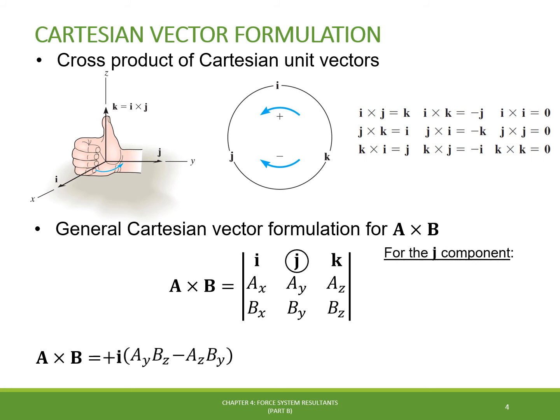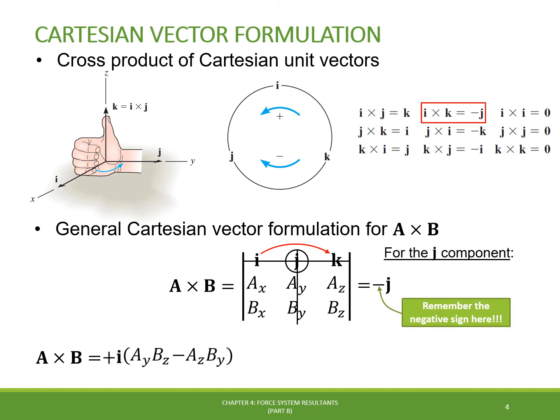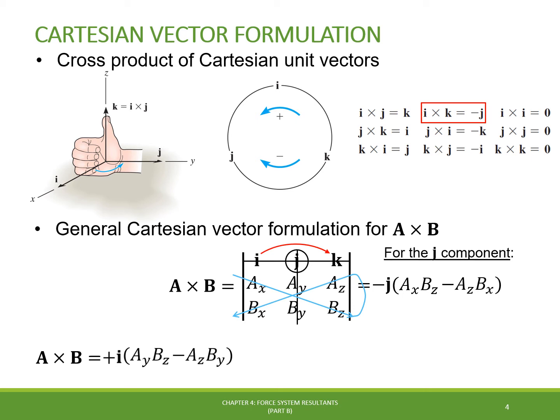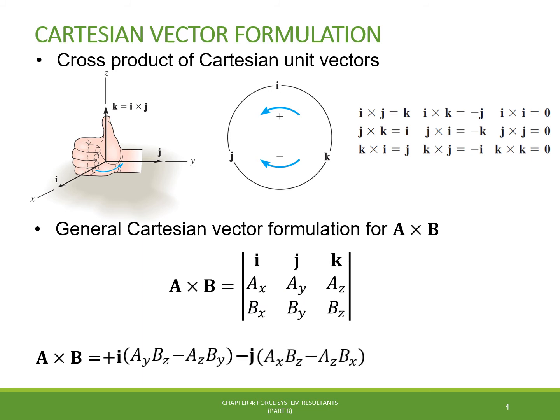For the j component, we basically do the same thing. First, reducing the determinant by striking through the row and column of the j element, and then taking the product i cross k, which results to negative j. You should never forget this negative sign here. Then next, we multiply the elements of the main diagonal of the reduced determinant, subtract from it the product of the elements of the secondary diagonal, and this will be the Cartesian component of the cross product in the j direction.